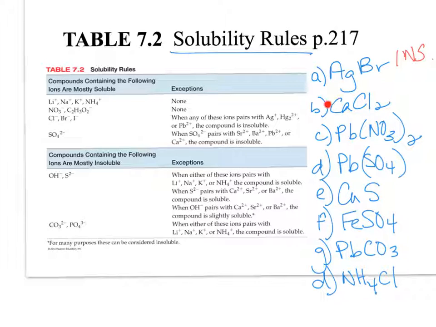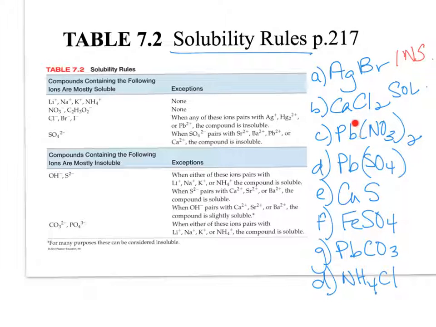Let's look at our next ionic compound. We have calcium and chlorine. So calcium chloride. Calcium is the positive ion. Chlorine is going to be the negative ion. First thing is I'm going to see if I can identify either of those in this group or this group, and I can see that chlorine is listed as being soluble. So then I'm going to go over and look in my exceptions list and see if calcium is an exception. And I can see that silver, mercury, and lead are the only exceptions to this. So this is going to mean that calcium chloride is going to be soluble.